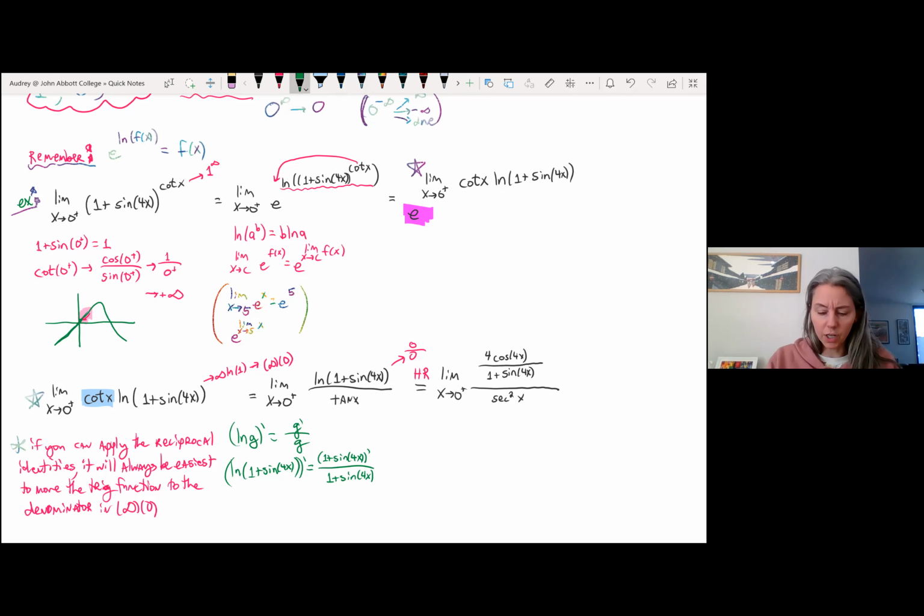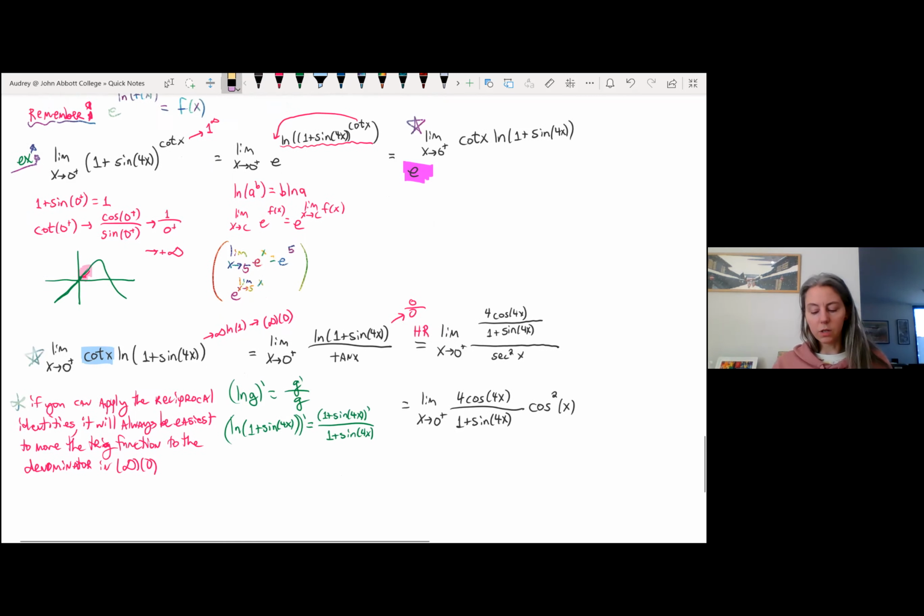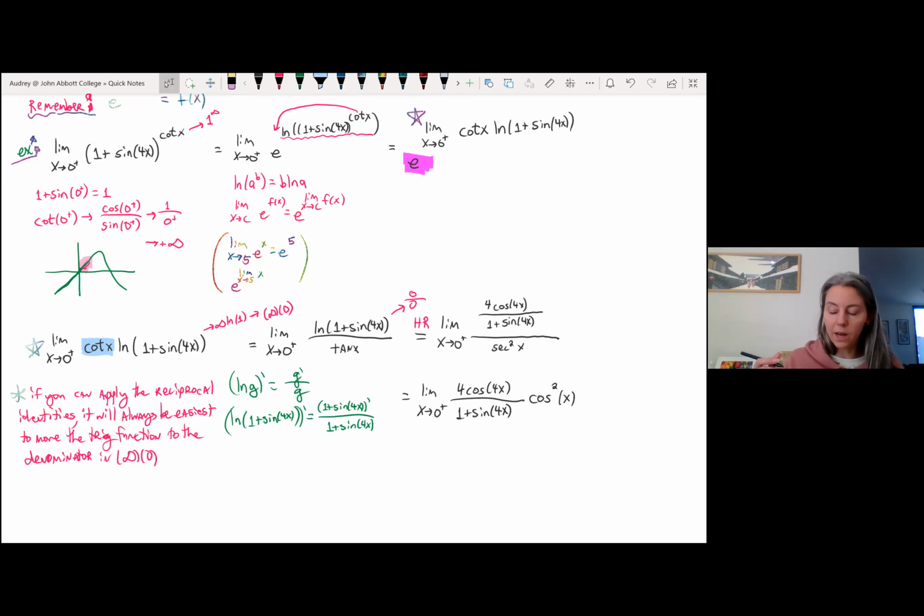I have this complex fraction, so I am going to just immediately simplify this to be the limit as x approaches 0 from the right. I'm going to keep my numerator there, cosine of 4x over 1 plus sine of 4x, and then secant squared, I'm going to move up to be cosine squared of x. So that right there is just to make it a little bit easier to plug in. When I plug in, what do I get? So here I'm going to get cosine of 0 is 1.